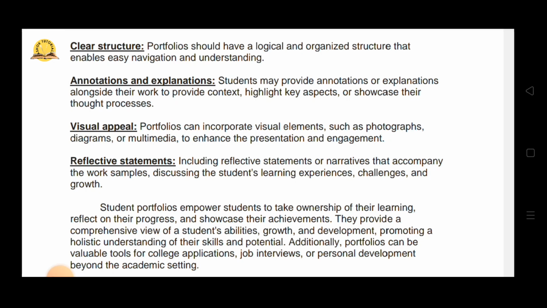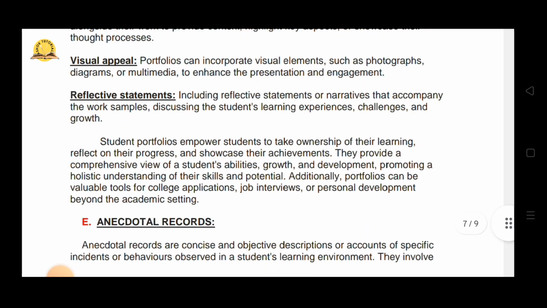Now let us see reflective statements. Include reflective statements or narratives that accompany the work samples, discussing the students' learning experiences, challenges, and growth. Reflective statements. So reflect means what? Something which has already happened. So we should use some narratives or statements, all right, accompanied with the work samples while discussing the learners' experiences and challenges and areas of growth and development, right?